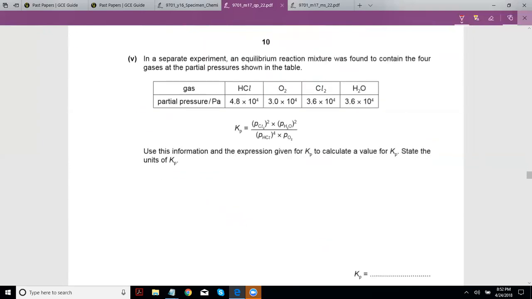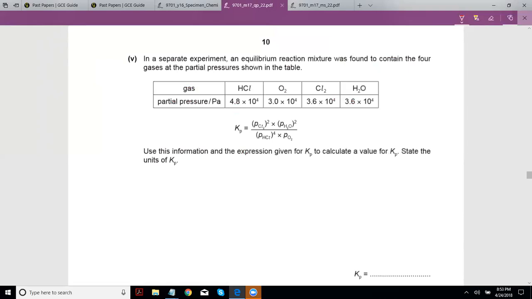In a separate experiment, an equilibrium reaction mixture was found to contain the 4 gases at the partial pressures shown in the table. So you have gases, उनका partial pressure दिया हुआ है. Use this information and the expression for Kp to calculate a value for Kp. State the units of Kp. So just input, I believe. Values तो आसान है, बस units का input करना है सर.